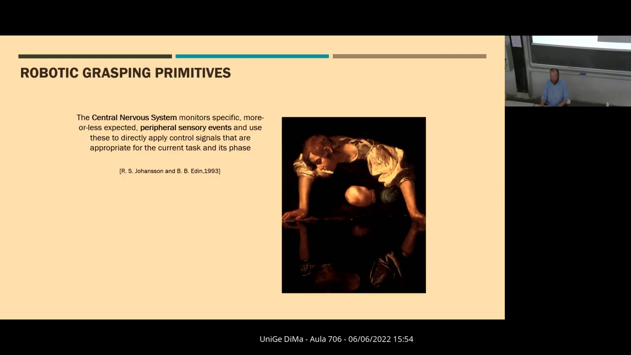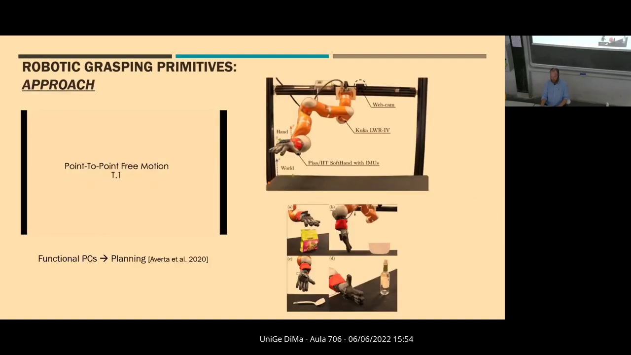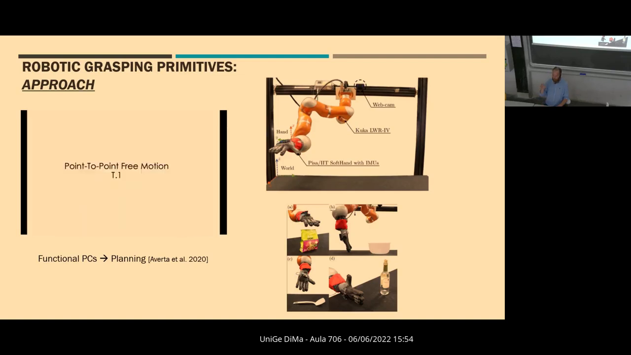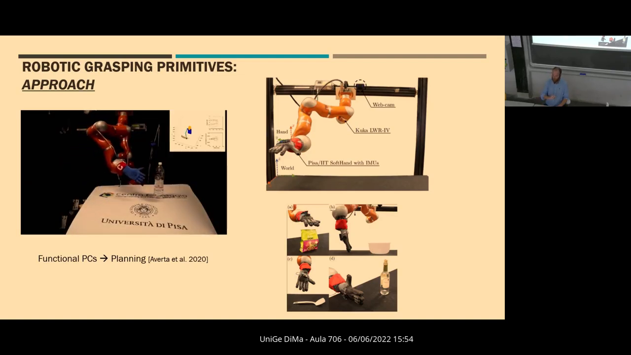But humans, basically, in our action, we mainly go in feed-forward, and then we have sensory-triggered feedback at the tactile mechanoreceptors. So this is what we did. We implemented the approaching phase by identifying the set of primitives from the human data set, and we implemented these primitives using the planning with the functional principal component analysis.